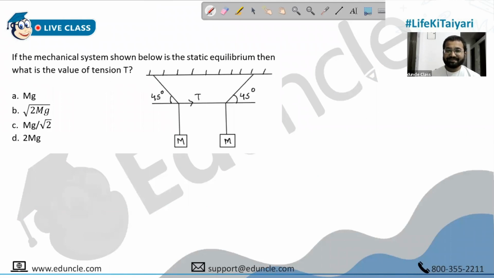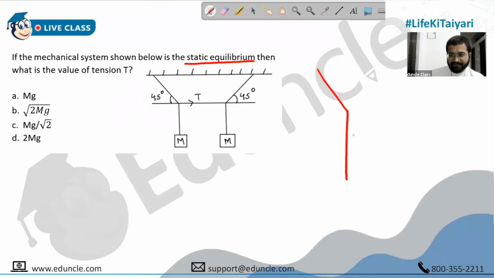If the mechanical system shown below is in static equilibrium, whenever things are in equilibrium and you have three component forces, you don't have to solve the physics of it. We have learned Lami's theorem, people. It's not an exclusive part of the JAM syllabus, but we learned it so that our life could become easy. They're asking to find the value of tension T. So it's only time pass.